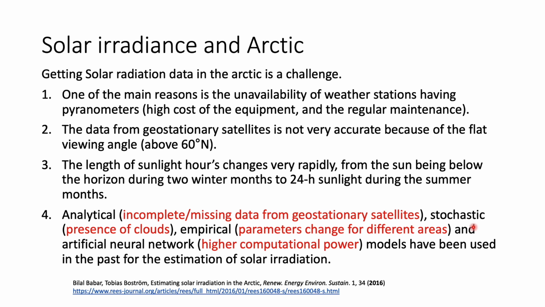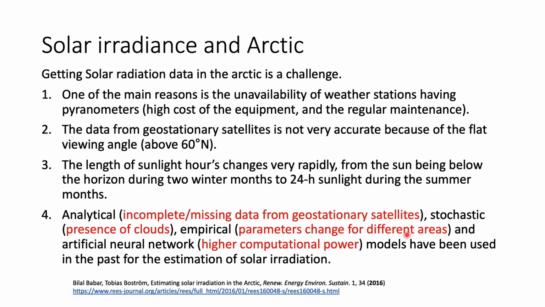And the stochastic model, that means when we are assuming how much solar radiation the earth receives, our models will not have the presence of clouds. This stochastic model doesn't know exactly where the cloud is and where it is not. Even though we assume our models can be made to understand the cloud pattern, due to the change of wind directions, it is not always accurate. So we will have some problems related to the presence of cloud. And also the empirical parameters, which change from area to area.